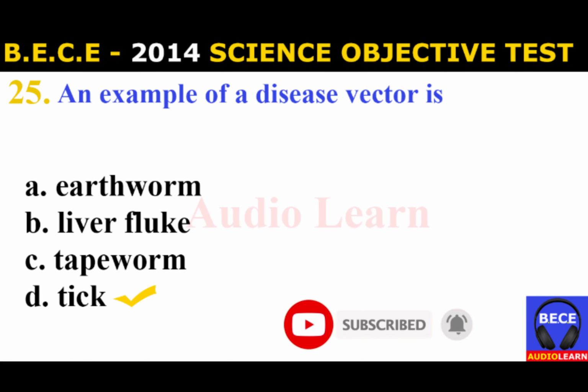Number 25. An example of a disease vector is A. Earthworm, B. Liver fluke, C. Tapeworm, D. Tick. And the answer is D. Tick. An example of a disease vector is tick.